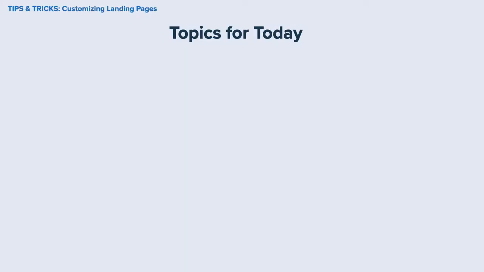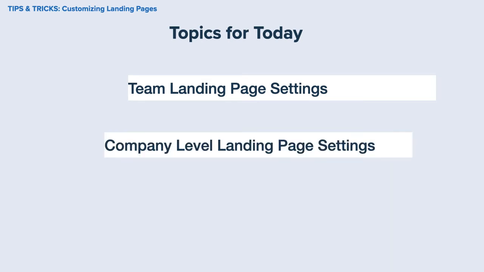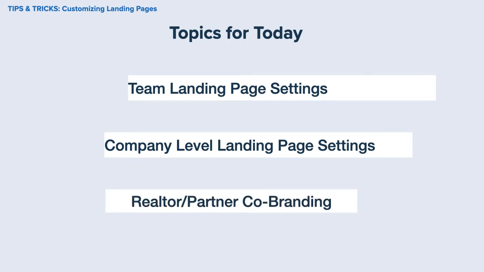Here's what we'll go ahead and cover today. So first we're going to go through our team landing page settings. Those will include changing your subdomain, editing your landing page calculators or lead generation options, and changing your color scheme. We're also going to go over the company level landing page settings, which will include the in-browser landing page editor. And lastly, we'll cover Realtor partner co-branding.